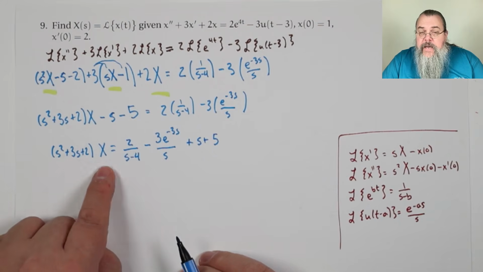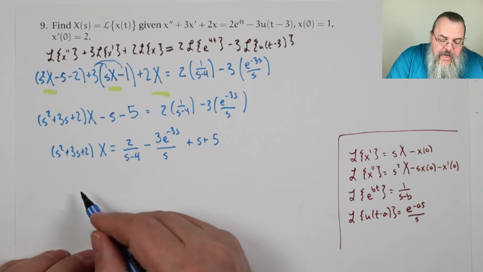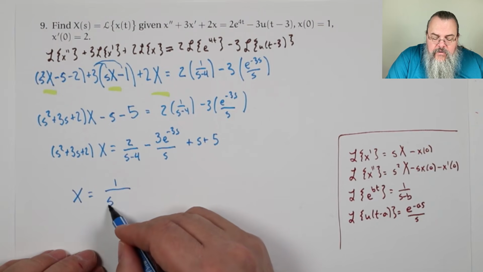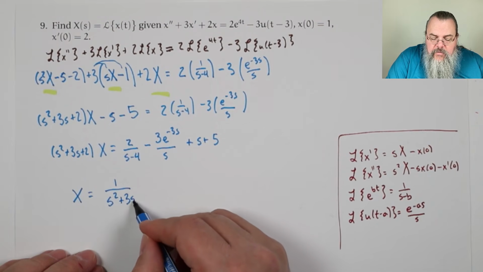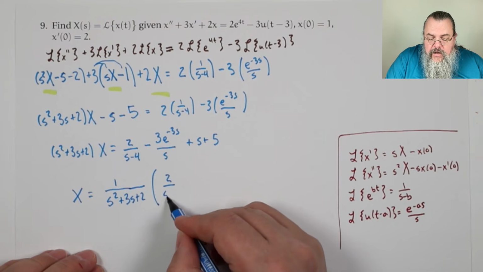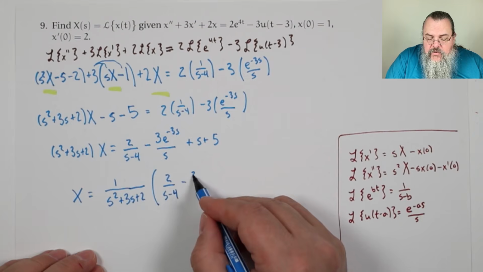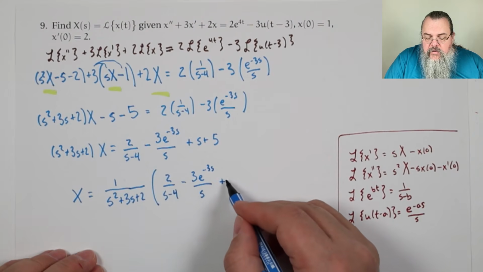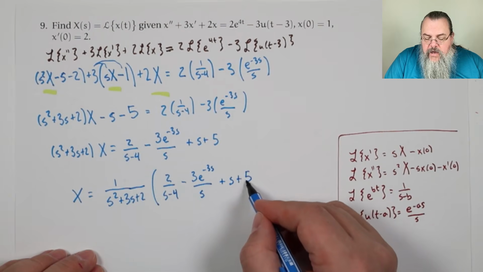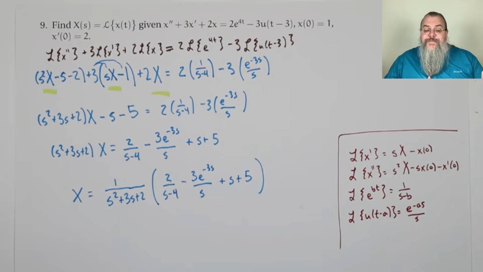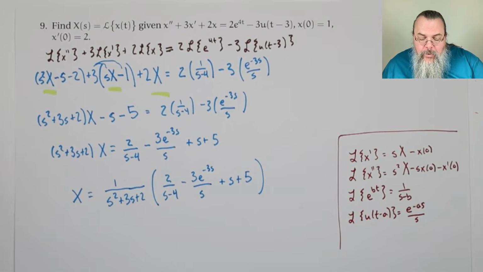And now I want to get x by itself. So capital X is equal to 1 over s squared plus 3s plus 2 times 2 over s minus 4 minus 3 e to the minus 3s over s plus s plus 5, and we can stop. Why? Because we did what the problem asked us to do.